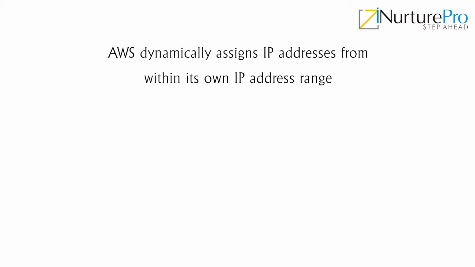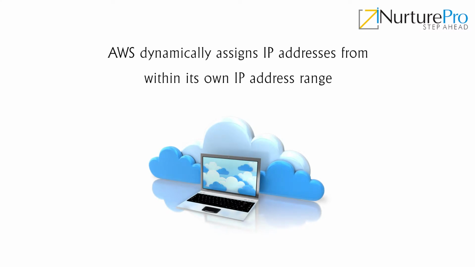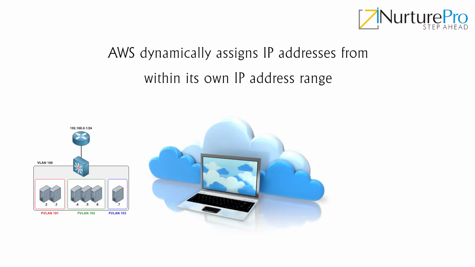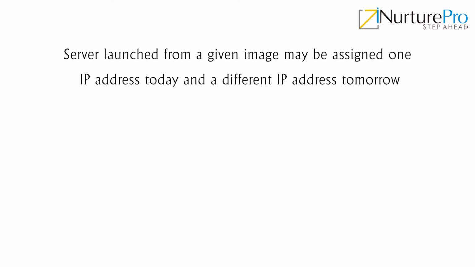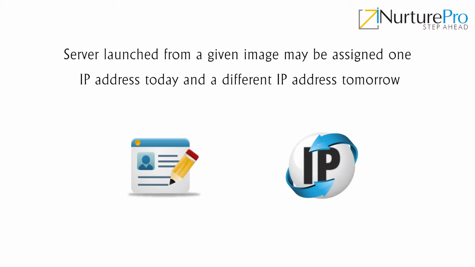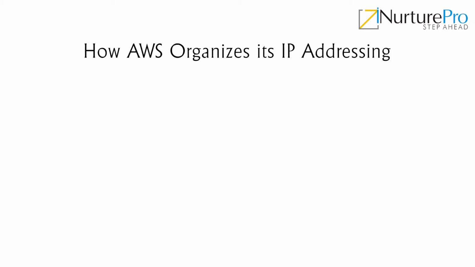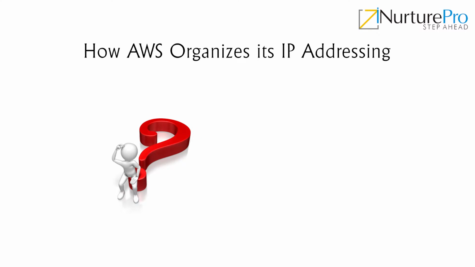Unlike other cloud computing providers, which assign a fixed range of addresses to virtual machines hosted within a customer's assigned VLANs, AWS dynamically assigns IP addresses from within its own IP address range. No IP address is persistently assigned to a customer account, and a server launched from a given image may be assigned one IP address today and a different IP address tomorrow. This shifting about of IP addresses can seem confusing, so let us discuss in detail.